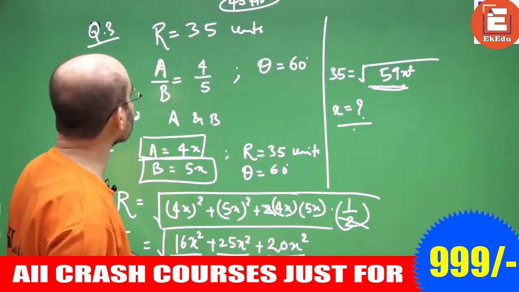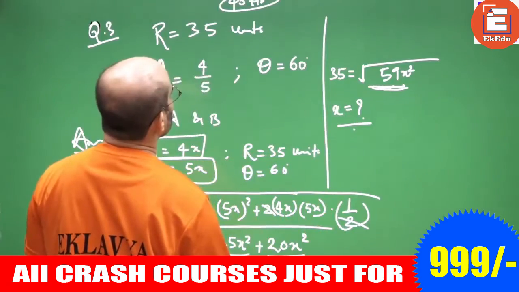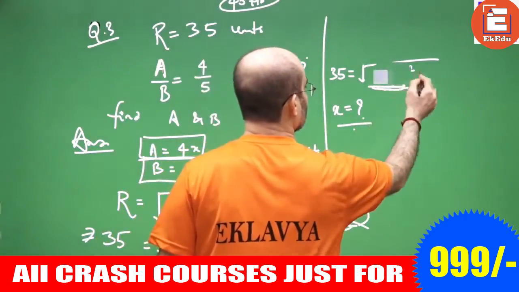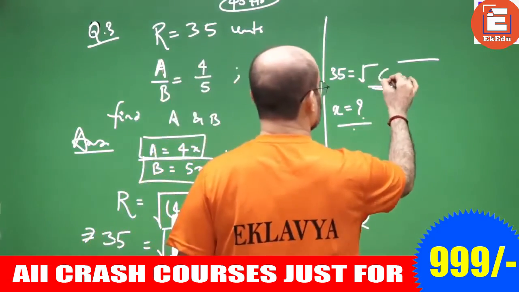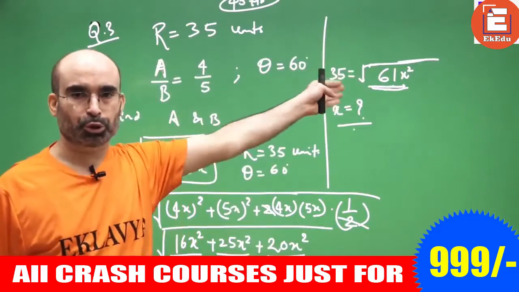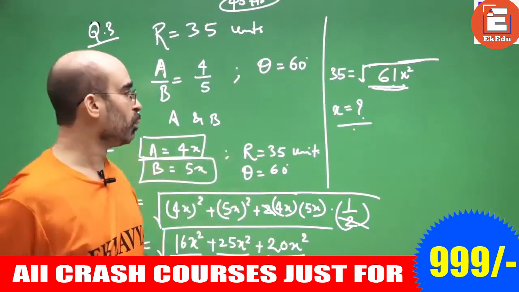45 plus 16 is 61. Okay, this is 61. So whatever it is, this is not complete. It has to be a complete square root. The question will be given in that manner mostly.